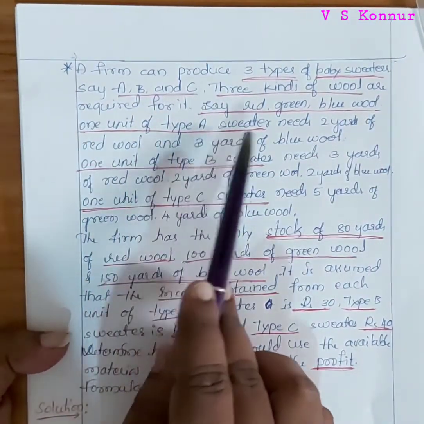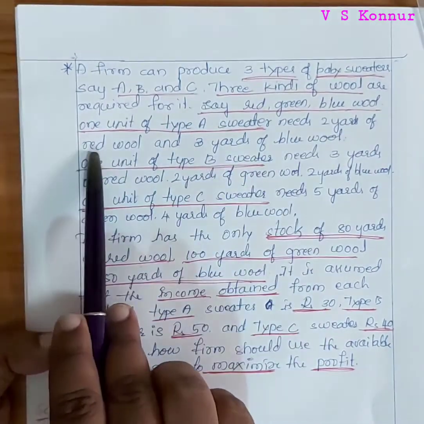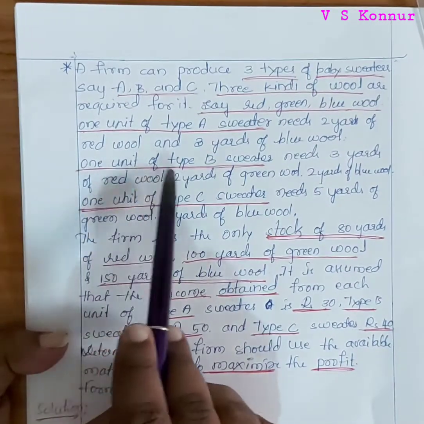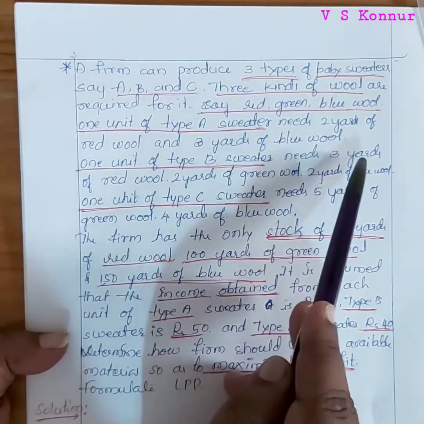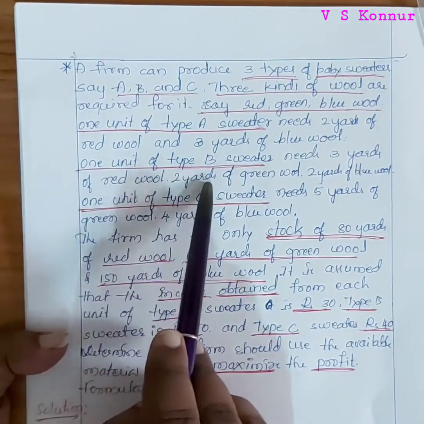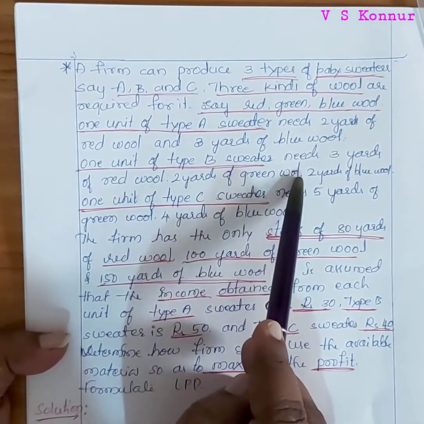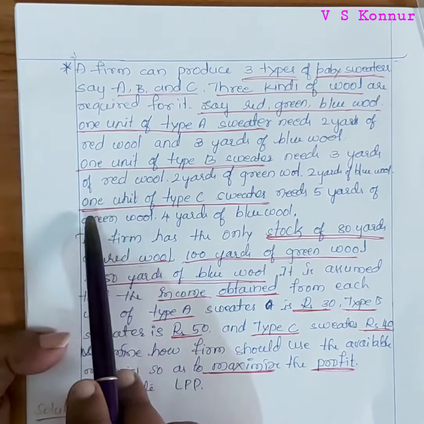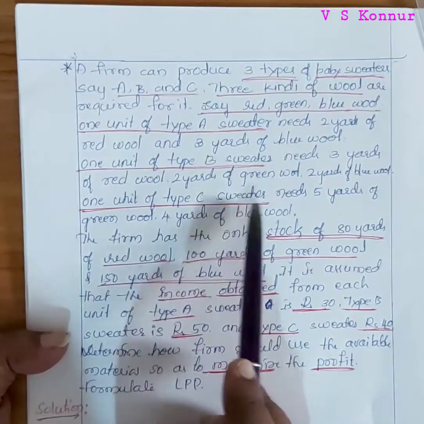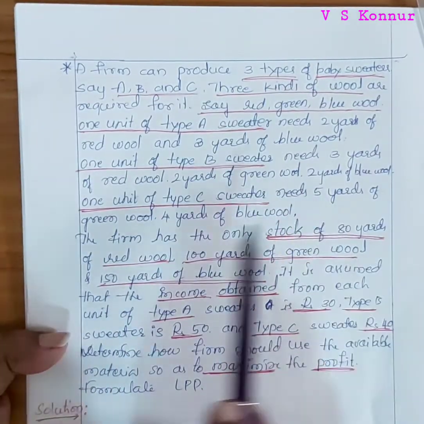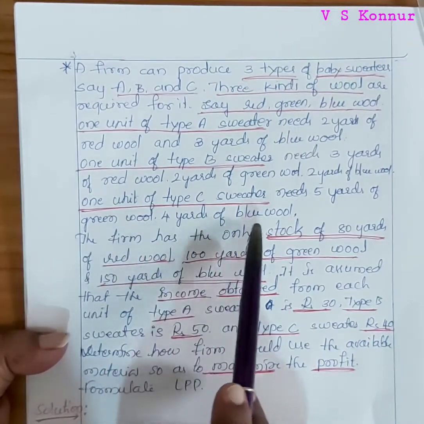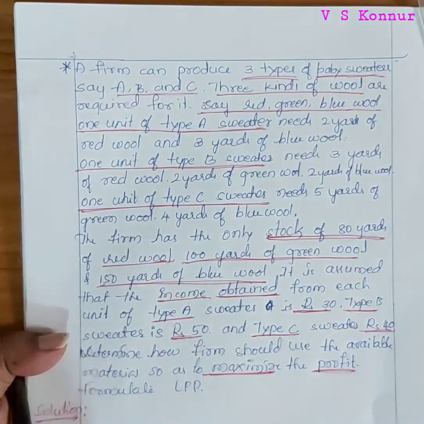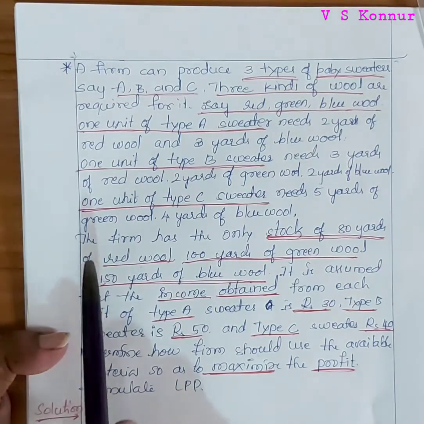1 unit of type A sweater needs 2 yards of red wool and 3 yards of blue wool. 1 unit of type B sweater needs 3 yards of red wool, 2 yards of green wool, 2 yards of blue wool. 1 unit of type C sweater needs 5 yards of green wool, 4 yards of blue wool. So this is the data given. From that data you have to make a table.